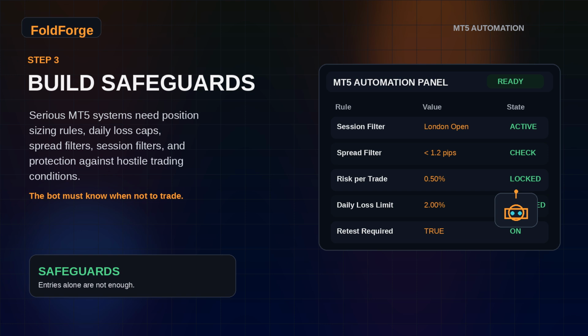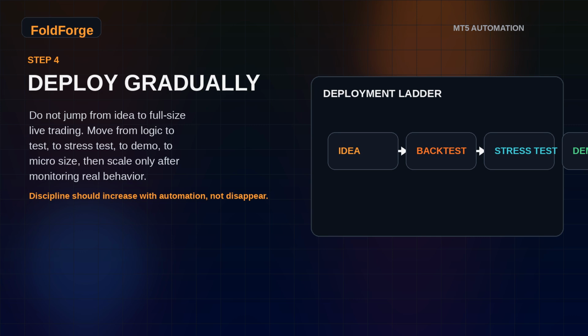Fourth, deploy gradually. Do not go from idea to full-size live automation. Go from logic to test, to stress test, to demo or micro size, to monitored live deployment. Automation should increase discipline. It should not eliminate supervision.